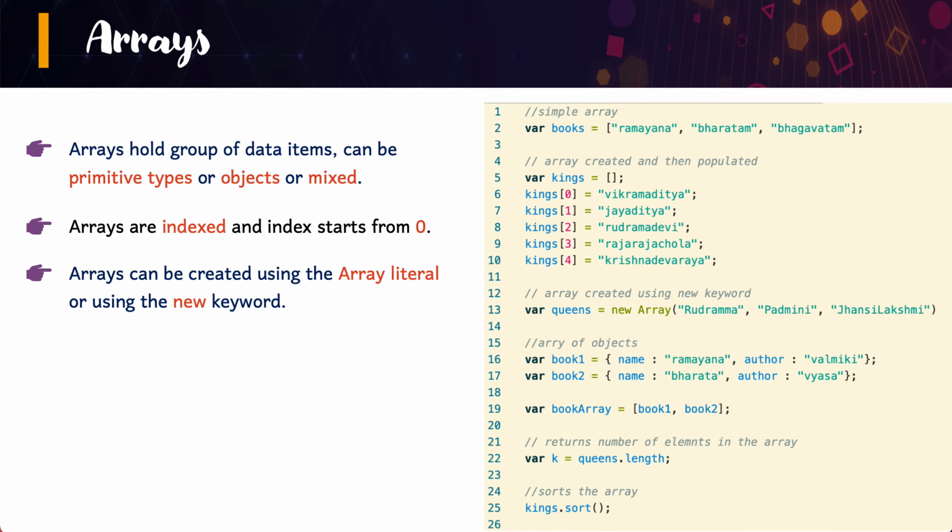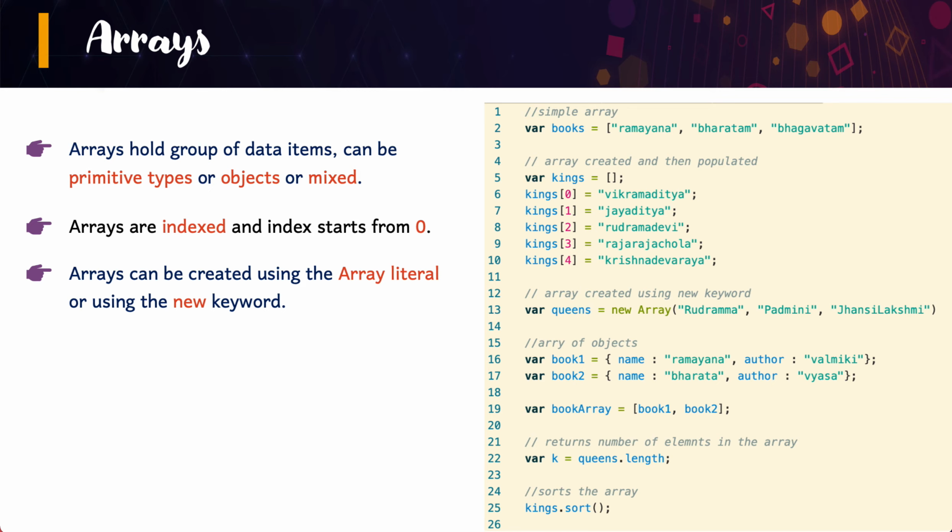There are different kinds of creation of an array. You can see in the example, line number 2, an array called books is created with 3 elements in it: Ramayana, Bharatam and Bhagavatam. Then there is another array called kings that is getting created in line number 5, but it is getting created empty, and then it is populated after it is created. It is getting filled with the names Vikramaditya, Jayaditya and so on and so forth.